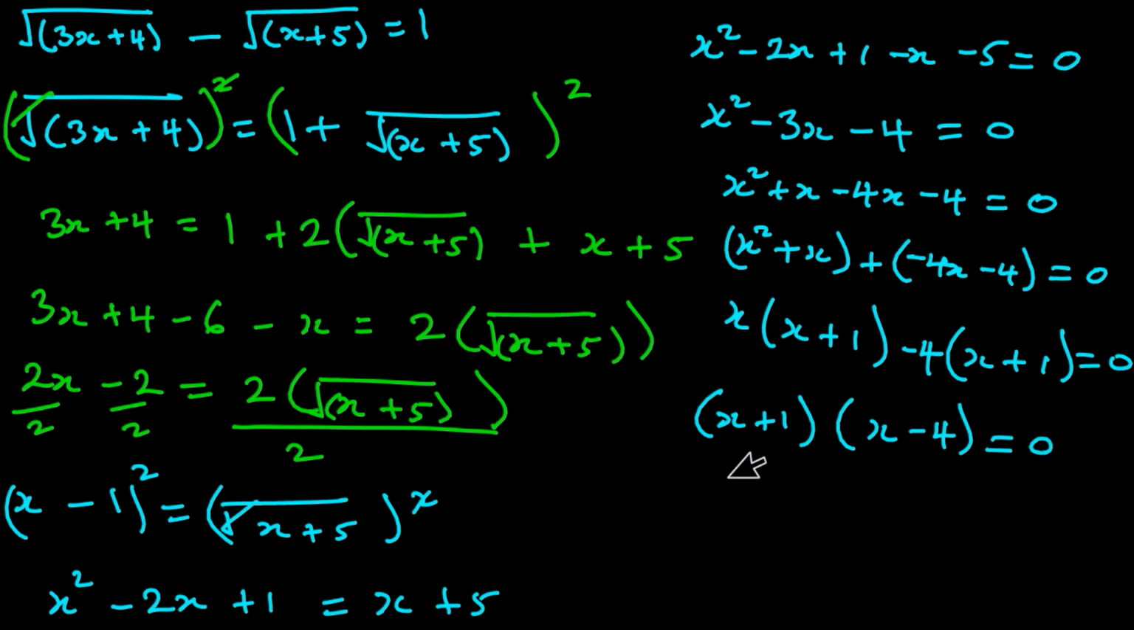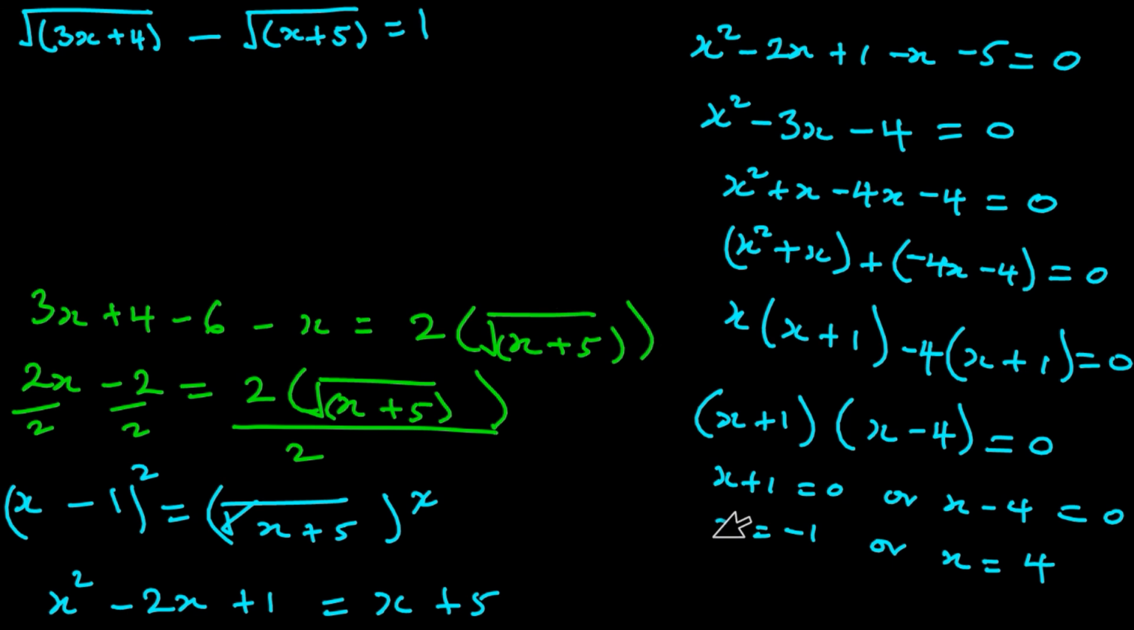So this statement means that it is either x plus 1 is equal to 0 or x minus 4 is equal to 0. So here I can write x is equal to negative 1 or x is equal to positive 4. Now let's test and see which of the two answers satisfy the equation. When I substitute x is equal to negative 1, we have square root of 3 into negative 1 plus 4 minus square root of negative 1 plus 5.